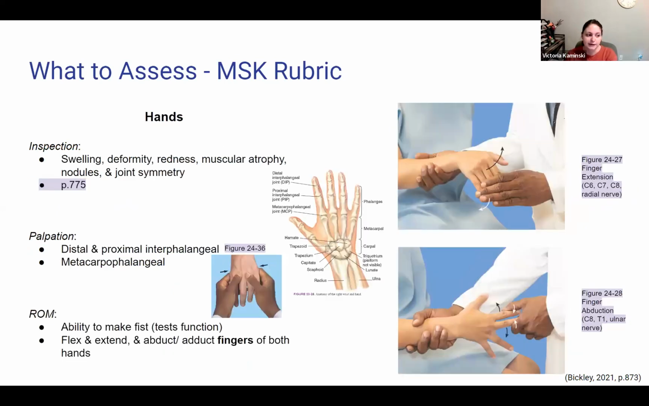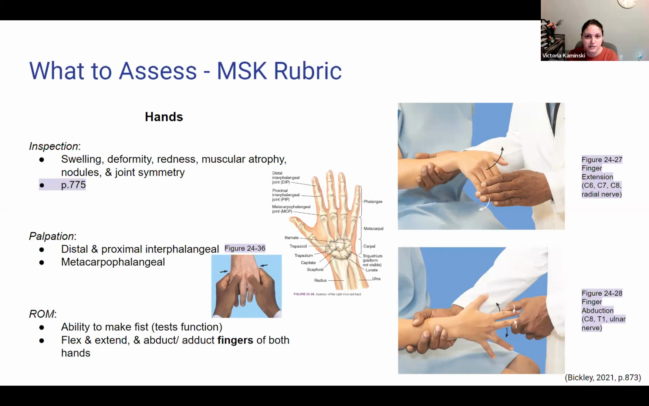With your hands, inspecting for swelling, deformity, redness, muscular atrophy, nodules, and joint symmetry. You've got this great picture here of the anatomy of the hand. With palpation, you're palpating over the distal and proximal interphalangeal joints and the metacarpophalangeal joints. Range of motion, the ability to make a fist and testing that function. Flexing and extending the hands, abducting and adducting the fingers together.